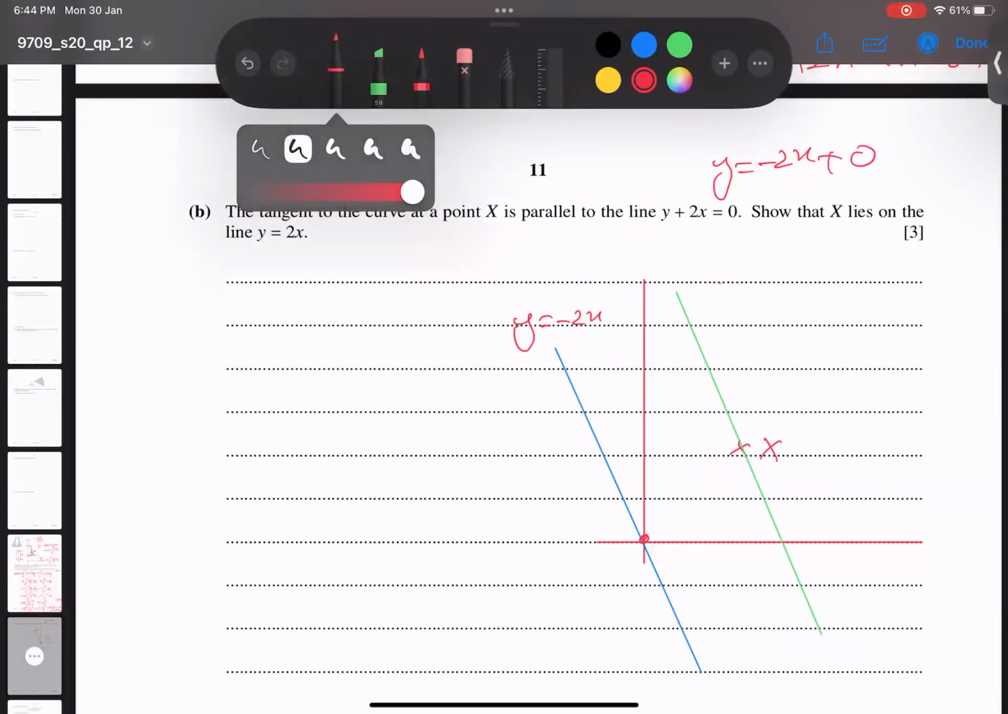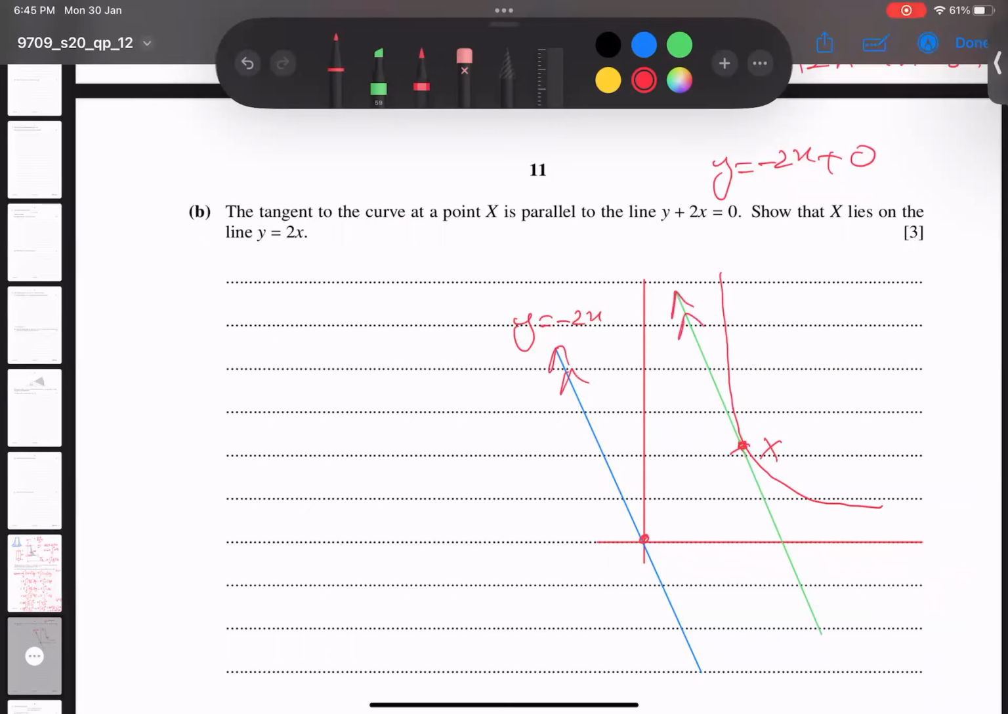The curve comes from here, touches, and goes like that. Let me make it again. The curve comes here, touches and goes like that. Now this is the X point. Very clear. And they are parallel to each other. How do I know? Because he mentioned it. Read the statement, please. This is called a tangent at X, and this is the line y equal to minus 2x. A tangent to the curve at X is the green color. Then what is parallel to this line? They are parallel to each other.